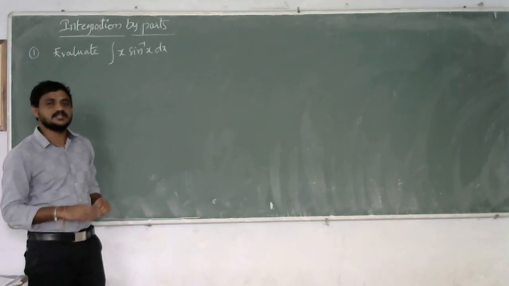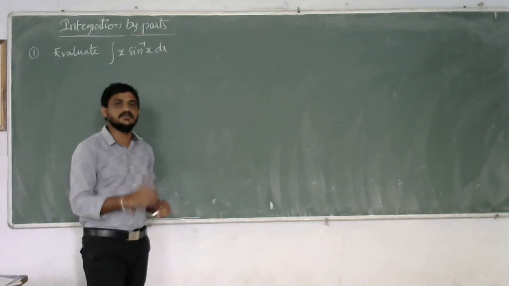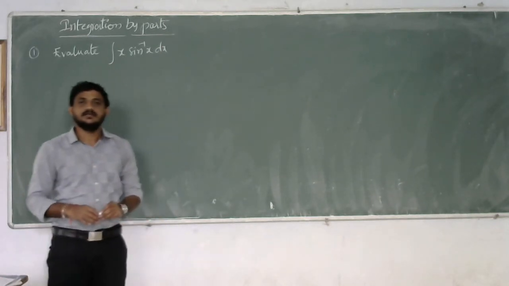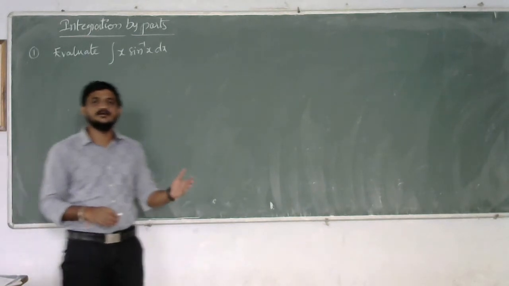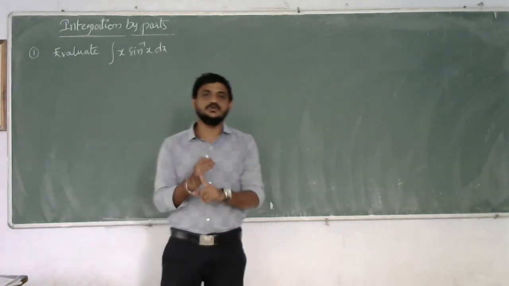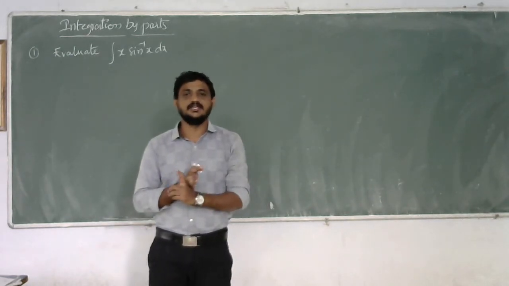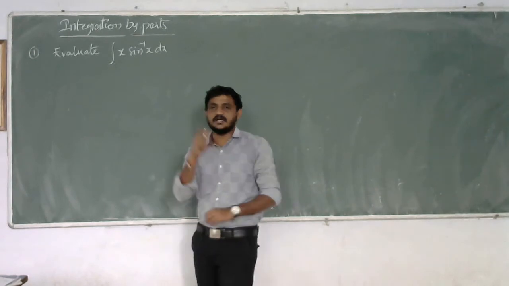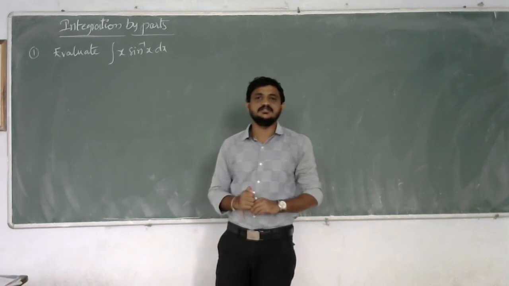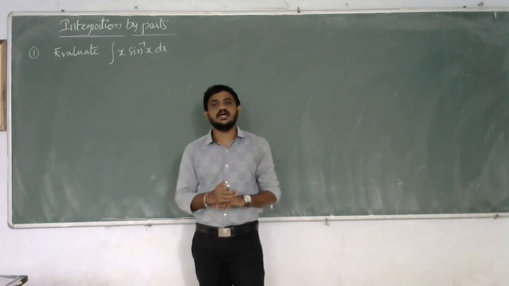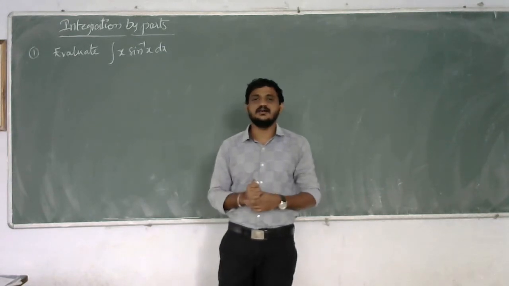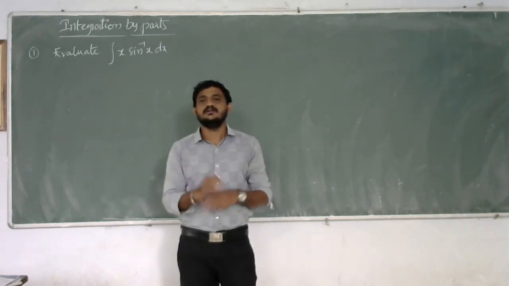So what is the formula? Integral u dv equals uv minus integral v du. To solve this, first we have to separate the given question into two parts, one is u and another one is dv. Here we have two functions, x and sin inverse of x. So which one do we take as u and which as dv? In the previous session I told you the condition.